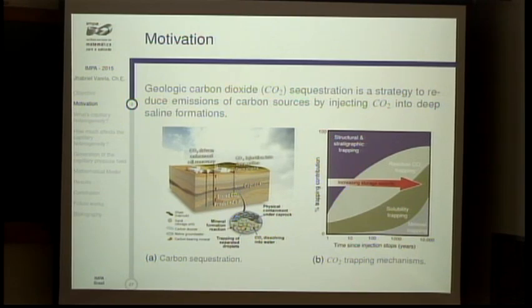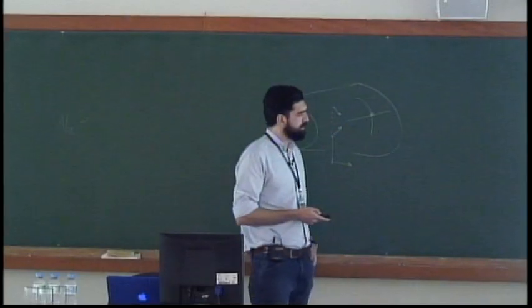In figure A, we can see the typical injection process. And in figure B, we can see the four types of trapping mechanisms: the structural trapping, the residual trapping, the solubility trapping, and the mineral trapping. Our model only takes into account the first two, the structural trapping and the residual trapping. We are not including the solubility process.